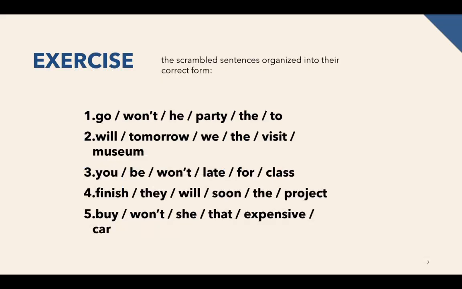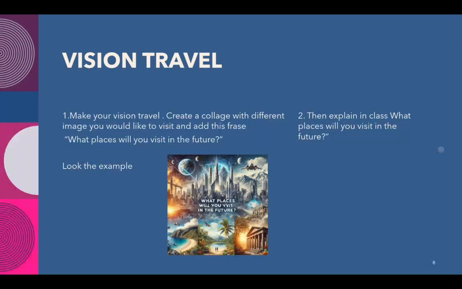Now this is the exercise to do right now. We have only 5 sentences. In this case, we use scrambled sentences. So the instruction is that I need you to organize them into their correct form because they are in disorder. So we have 5 minutes, 1 minute for each sentence, and then we check if you have the correct sentences.